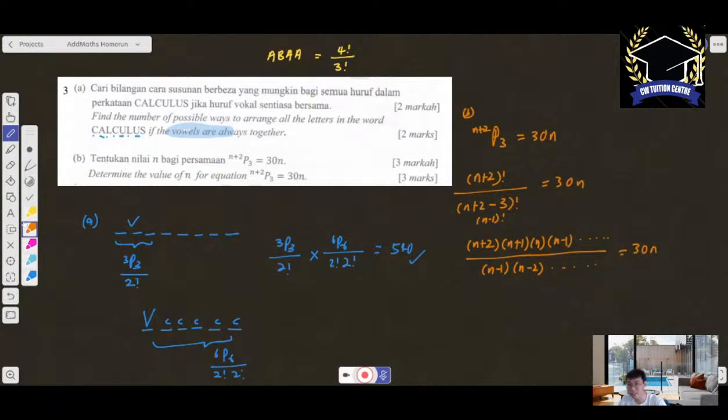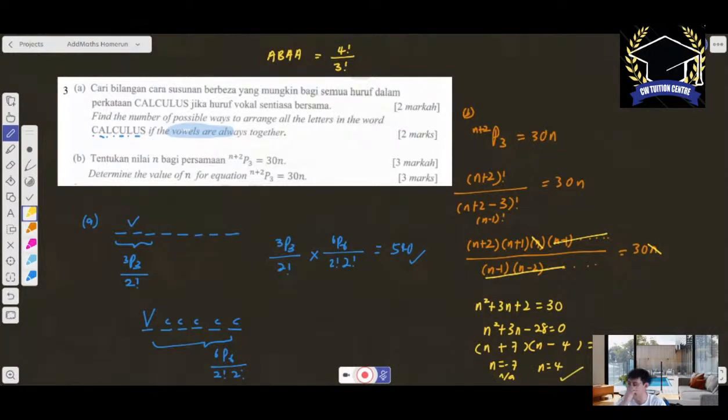So what happens is you cut off the left end and the right end. So it becomes n squared plus 3n plus 2 equal to 30. So n squared plus 3n minus 28 equal to 0. And I factorize to get the answer. So you see, the question is getting more involved with the formula. So n equal to -7, n equal to 4. Don't take the negative answer, only take the positive answer.